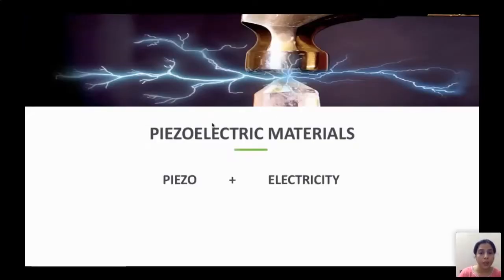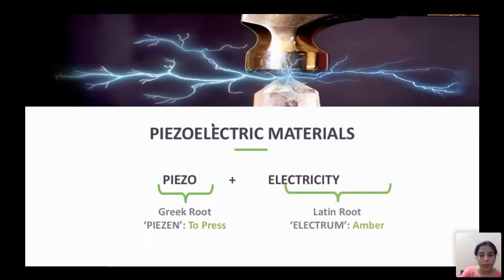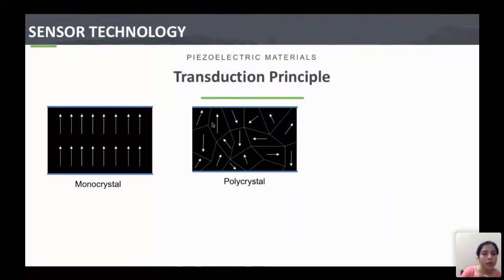Now, piezoelectric is made up of two words, piezo and electricity. Piezo is a Greek word which means to press, and electricity means amber. It means when you press these materials, electricity will be produced, right? So how does it happen? For any crystalline material, only if it is polycrystalline can it be piezoelectric, because in a monocrystal, all the crystals are unidirectional. However, in polycrystalline materials, the crystals are directed in different directions, so they have settled in a way that there is no resultant charge. So they are in a stable condition.